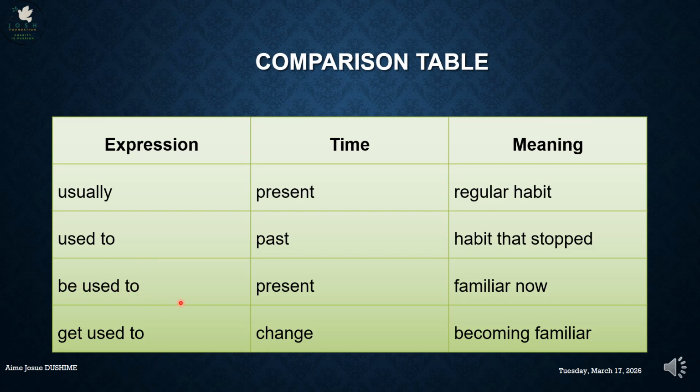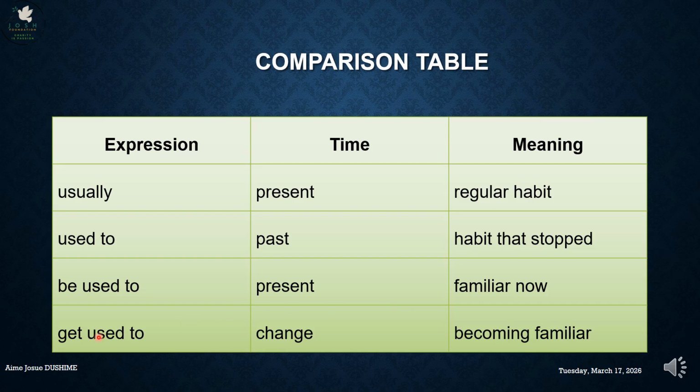Be used to is used for the present. Be used to means like you are okay with that thing. At this time you are familiar now. You are okay. Does not bother you anymore. It is okay with you. It used to struggle, but now you are okay. It talks about familiarity. You are okay with that thing.